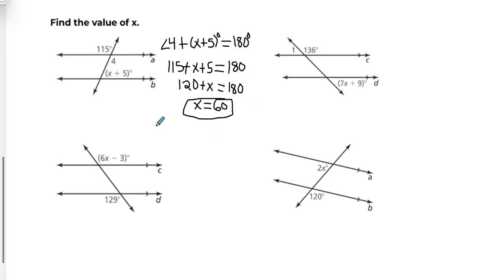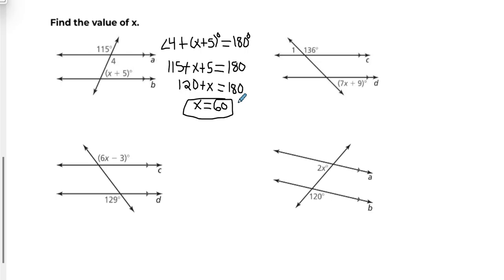Once again, we were able to set up that equation because I know that consecutive interior angles are supplementary, so I set that up to equal 180. I know angle 4 is 115 degrees because it's a vertical angle pair, so those two angles are congruent. And then from there, just simplified down until I could solve or isolate x by itself. All right, moving on.